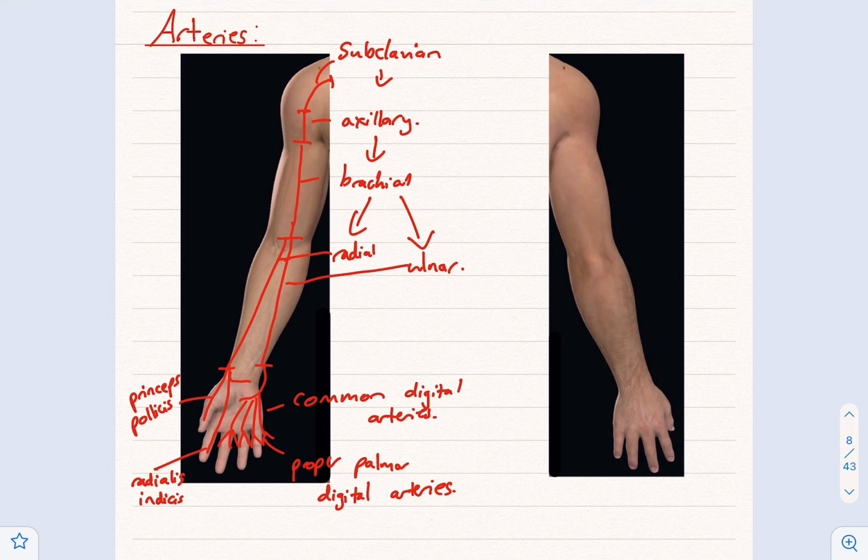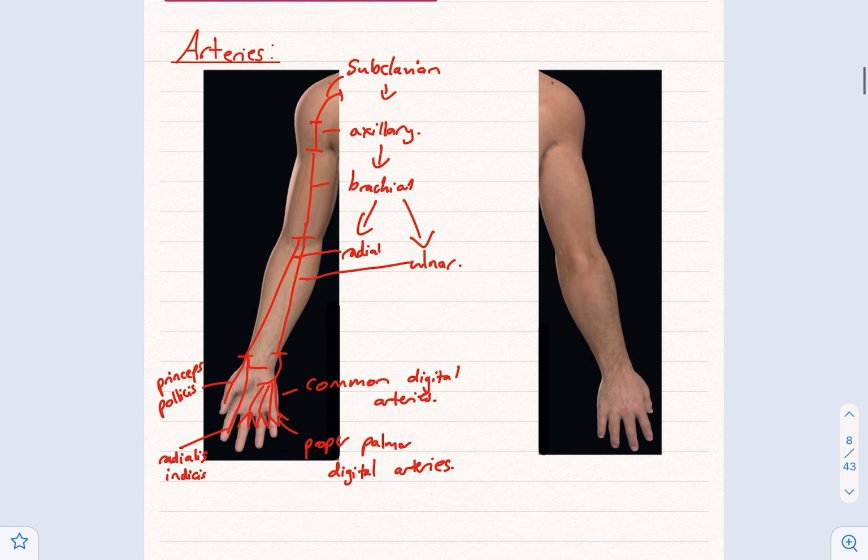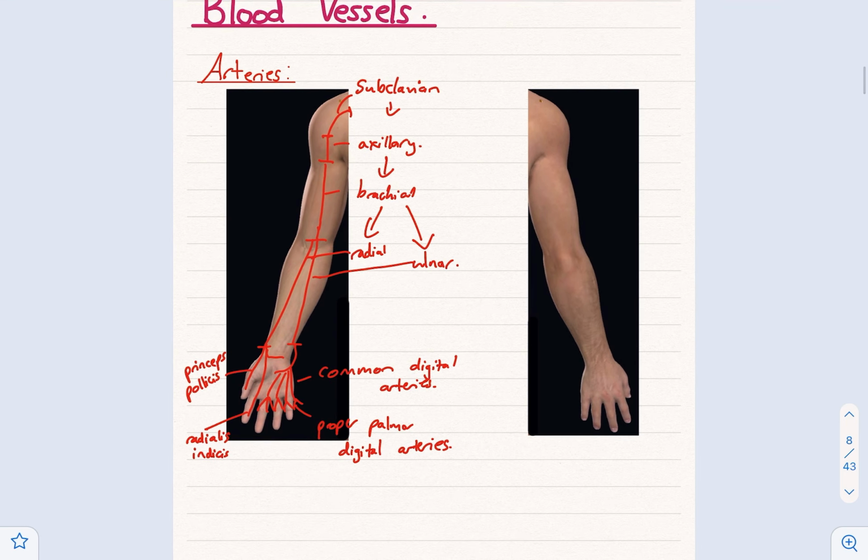The reason why is, think about how much you move your hand. If you slightly blocked one artery, you don't want part of your finger to not be receiving any blood supply. So by having different anastomoses, it allows for a constant supply to your hands. Hands are quite important. Okay, so I think that's all, in terms of arteries.